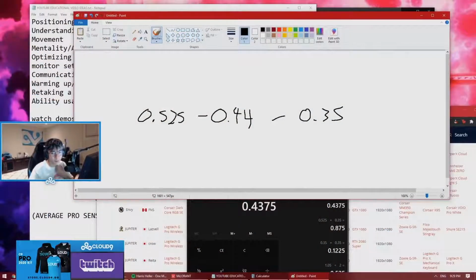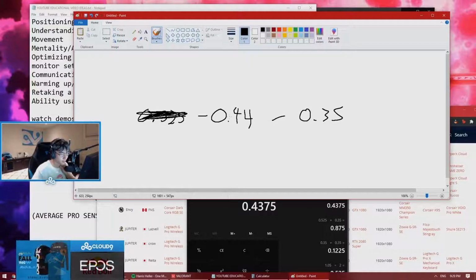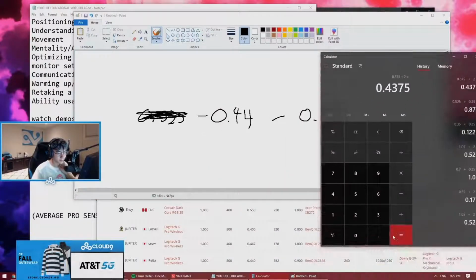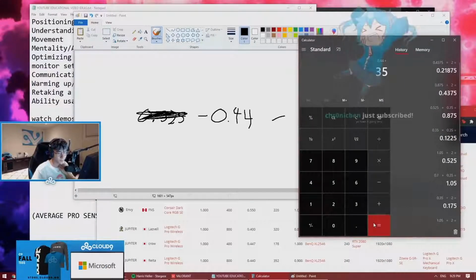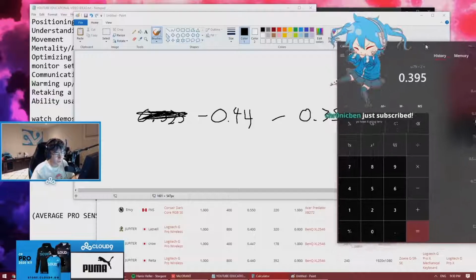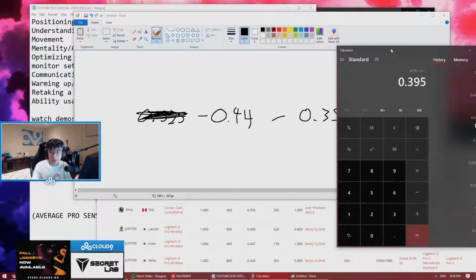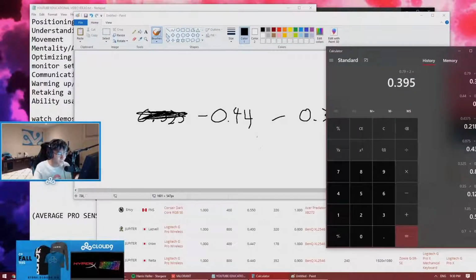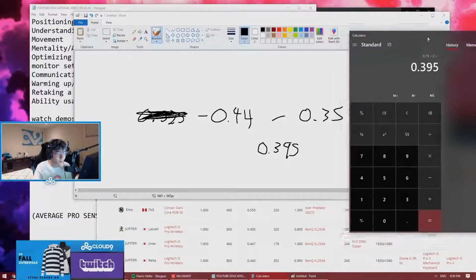Go back over here. You know the drill. Cross out one over here, and now you get these two. 0.44 plus 0.35, divided by 2. Now we have this sensitivity. This is the new middle one. Thank you, Chronic Ben, for the 3 months. So I'm just going to put it right here so I don't have to rewrite the entire thing. 0.395. There you go. So this is the new middle.